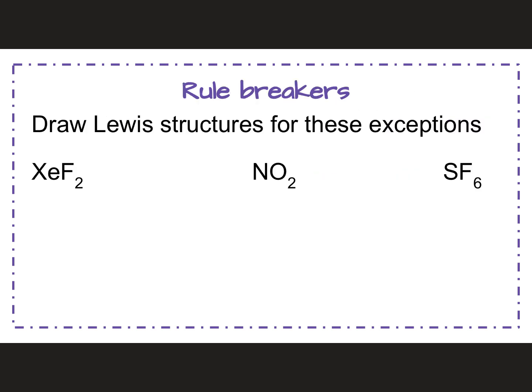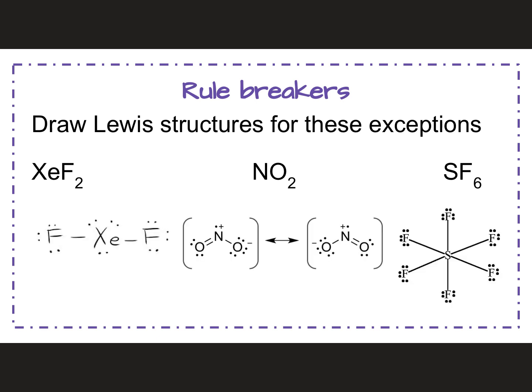Okay, so here are a few more examples, and each one of these shows an exception or breaks a rule for covalent Lewis structures. Go ahead and hit pause here and see if you can draw the correct structures for these 3 exceptions. All right, let's see what you came up with. Here are the correct structures for those 3 substances.